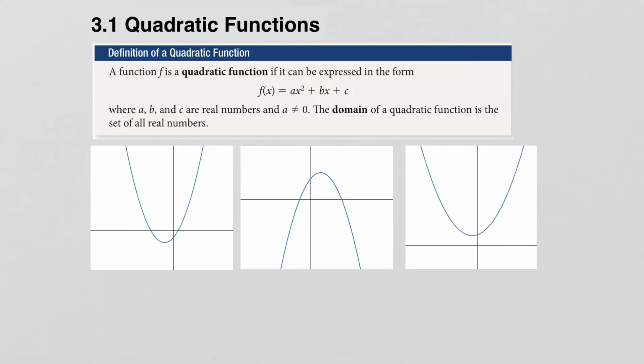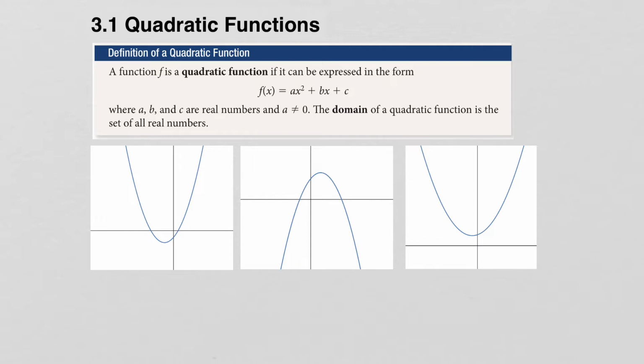In section 3.1, we look at quadratic functions. This should be a review topic for many of you. We say a function f is a quadratic function if it can be expressed in the form f of x equals ax squared plus bx plus c, where a, b, and c are real numbers and the number a cannot equal 0. The domain of a quadratic function is the set of all real numbers.